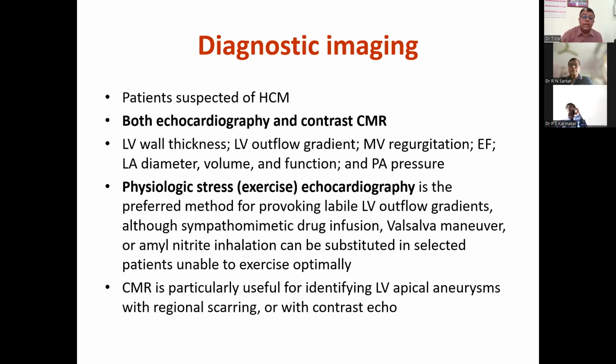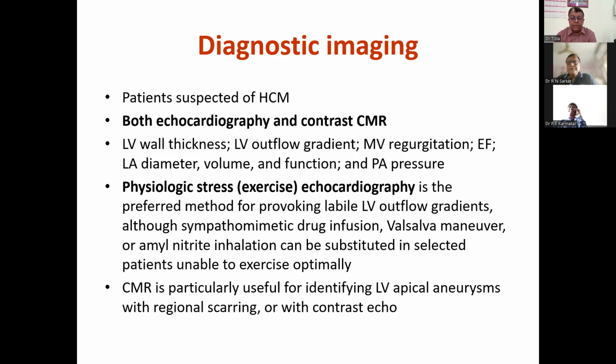Just to mention, echo remains the important tool in our hand. Even your chest X-ray or ECG can suggest a diagnosis of hypertrophic cardiomyopathy. But in today's world, the cardiac magnetic resonance or CMR has come to the forefront of the diagnosis. We will not read the slides, but a CMR can identify details in much better precision, including the outflow gradient, mitral valve pathology, LA diameters, and pulmonary artery pressure.